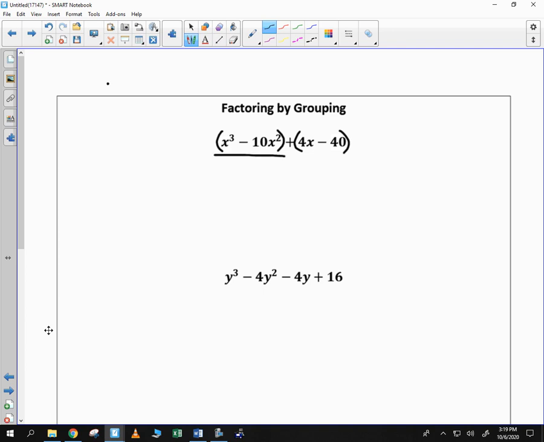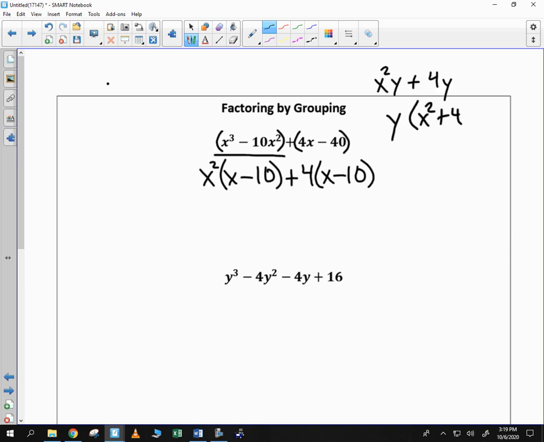Notice that here you can take out an x squared, and as you take out an x squared, you're left with x minus 10. And for the next one, you can take out a 4, and you're left with x minus 10. Now I want you to picture this expression: suppose it was x squared y plus 4y. You would factor out the y, and you'd be left with x squared plus 4. So instead of a y, we have x minus 10. I'll take out that x minus 10, and I'm left with x squared plus 4.